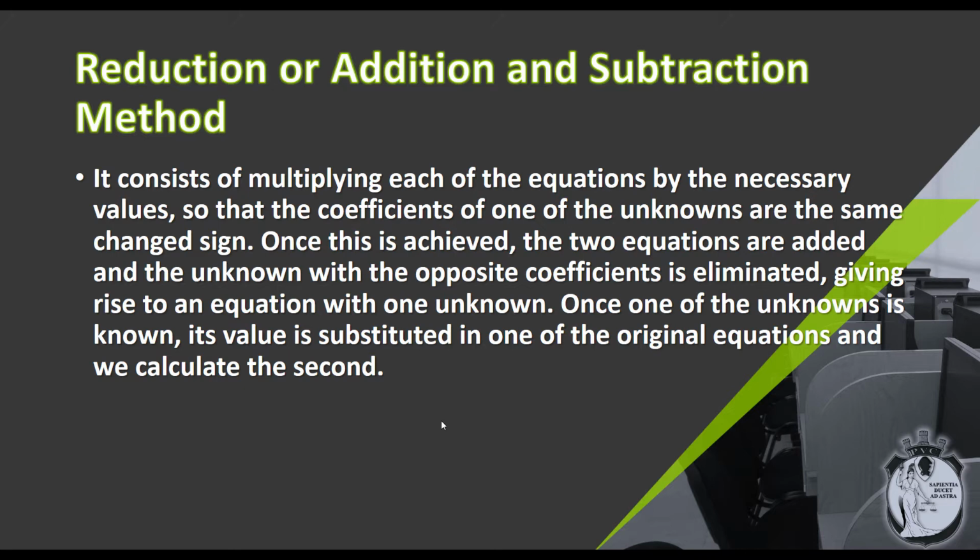Today we will see the reduction, or addition and subtraction, method. It consists in multiplying each of the equations by the necessary values. It's very important to know how you determine that. The coefficients of one of the unknowns need to be the same, and the sign needs to be changed. This is the reason, because you need to add and subtract.